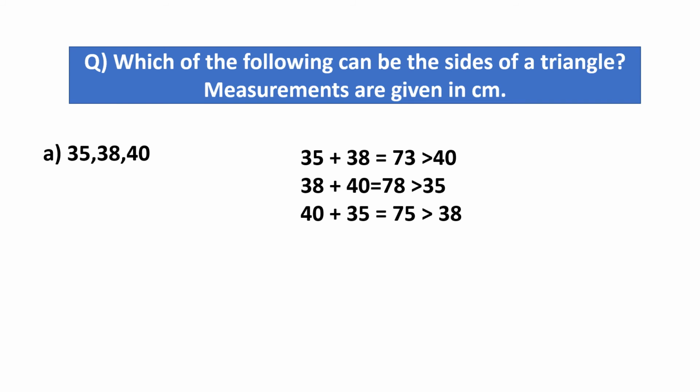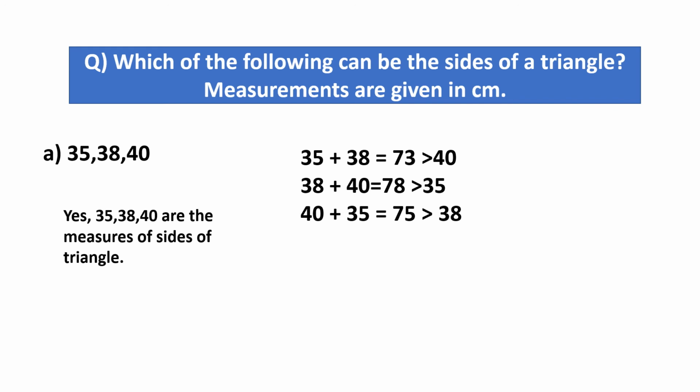The other two sides I'm considering as 38 and 40. When I'm adding, I'm getting 78, which is greater than the third side 35 centimeters. And the third condition is 40 plus 35, that is 75, which is greater than 38. So in all three conditions, the relation is satisfied: if I add two sides, it is always greater than the third side. Hence, 35, 38 and 40 could be the measurements of the sides of a triangle. Watch the video carefully and solve the problems based on worksheet number 3.